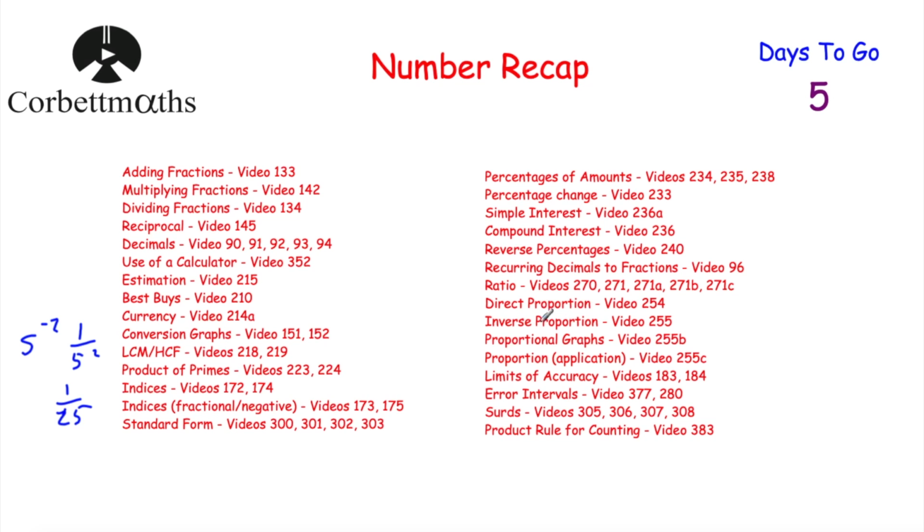In terms of inverse proportion, you may have something such as a is inversely proportional to b squared. Whenever it's inversely proportional, you put 1 over. So you'd write a is proportional to 1 over b squared. So inversely proportional, you put 1 over whatever it tells you in the question.